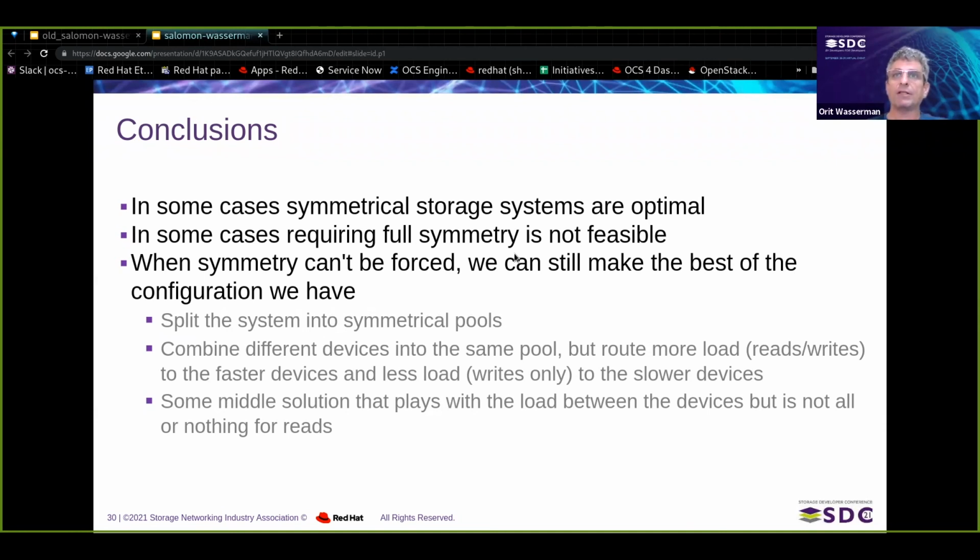We can try to combine different devices into the same pool in a way that will maximize the performance of the system. This can be done by putting more load on the faster devices and less load on the slower devices. If the performance difference between the devices is noticeable but not dramatic, we can play with other values of primary affinity, not only 0 and 1, to maximize performance. This is beyond the scope of this presentation and depends on the specific devices and workloads.